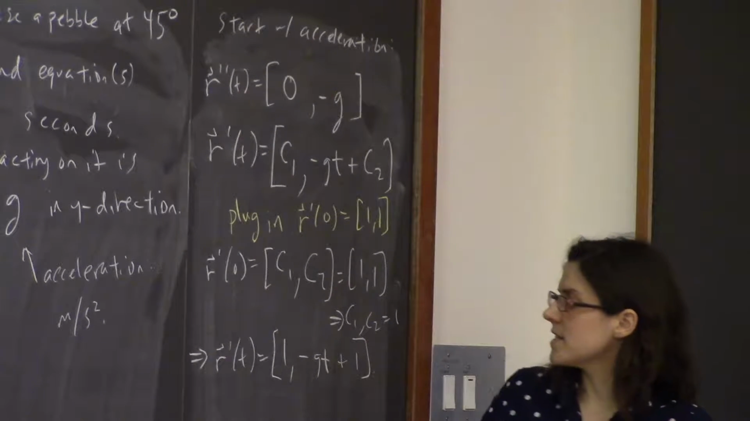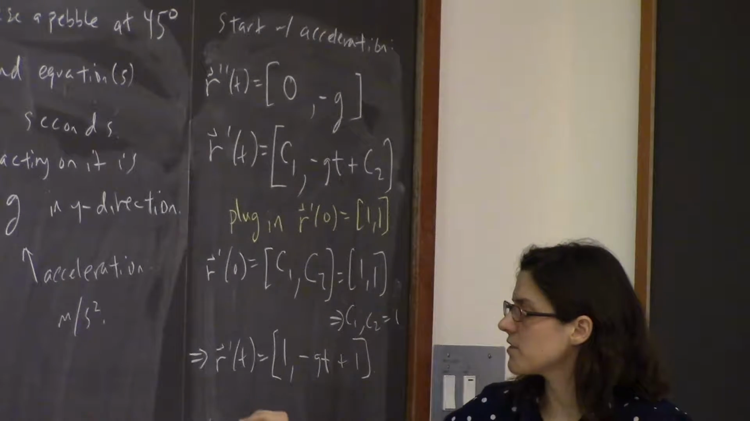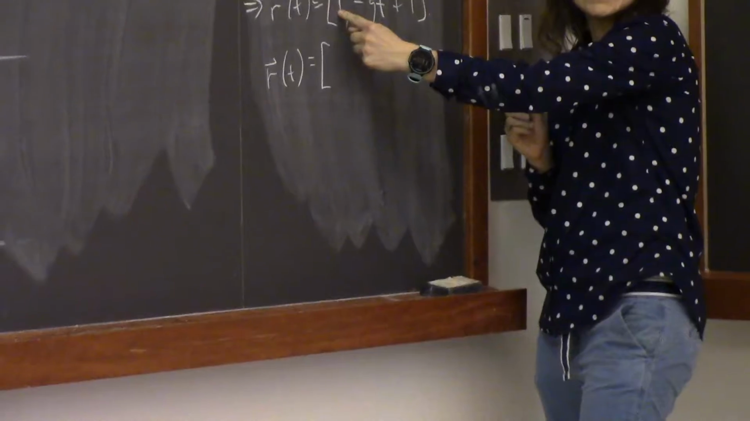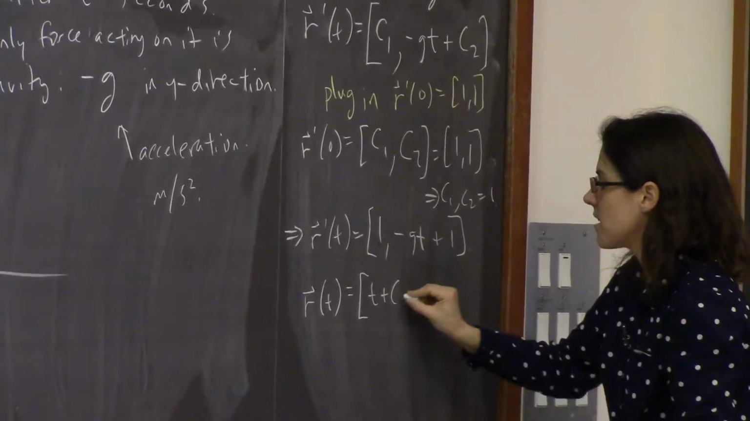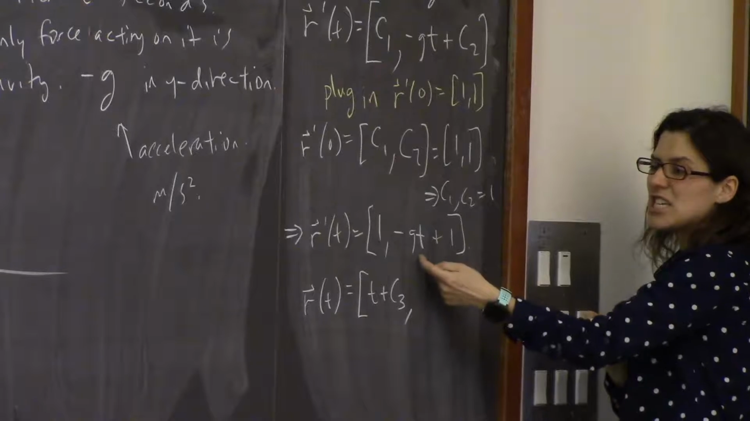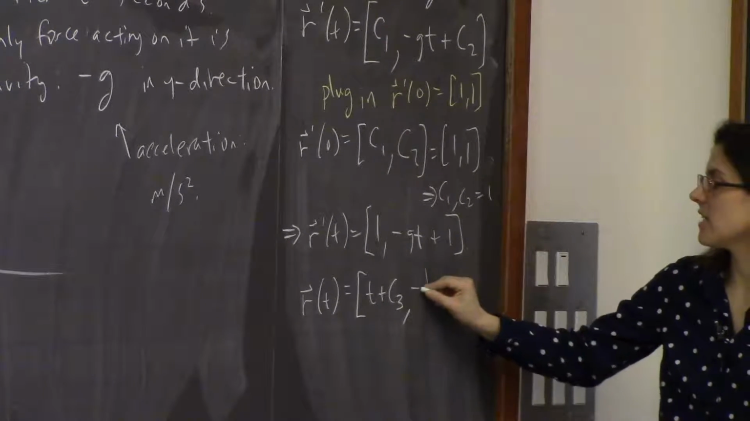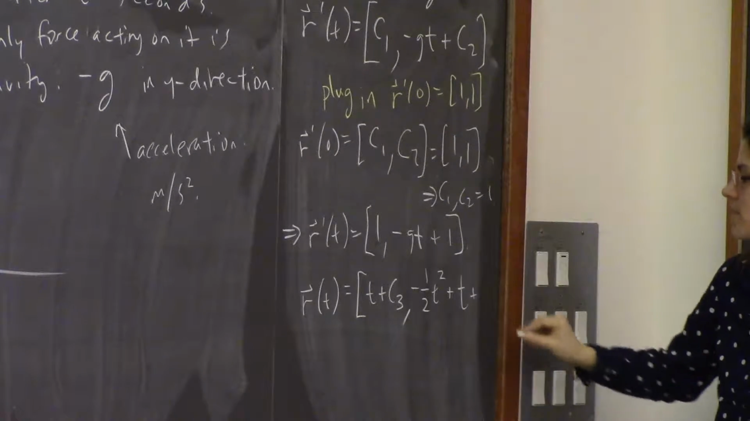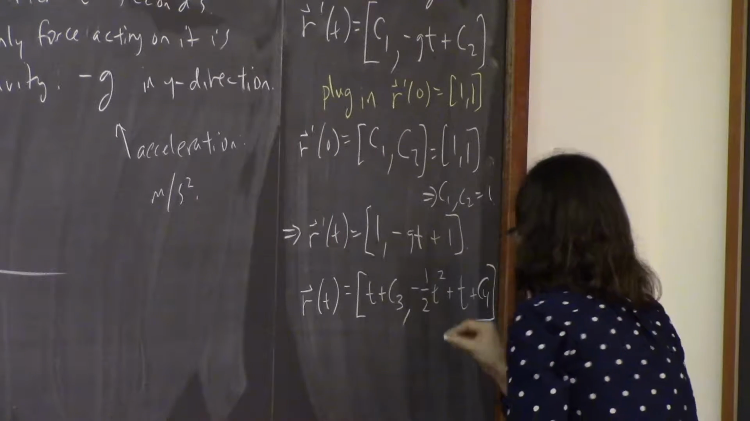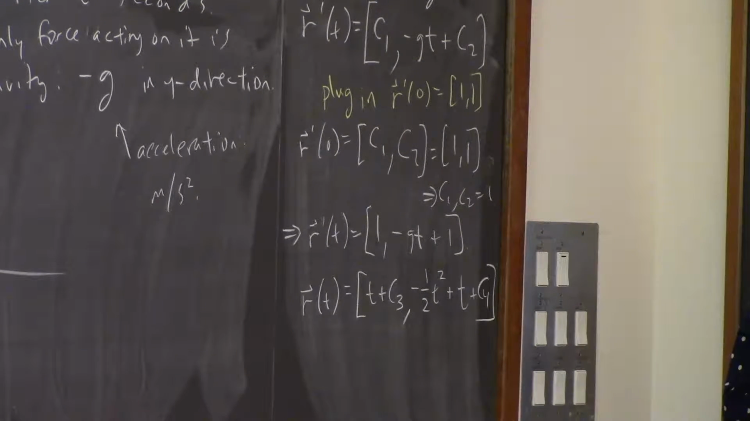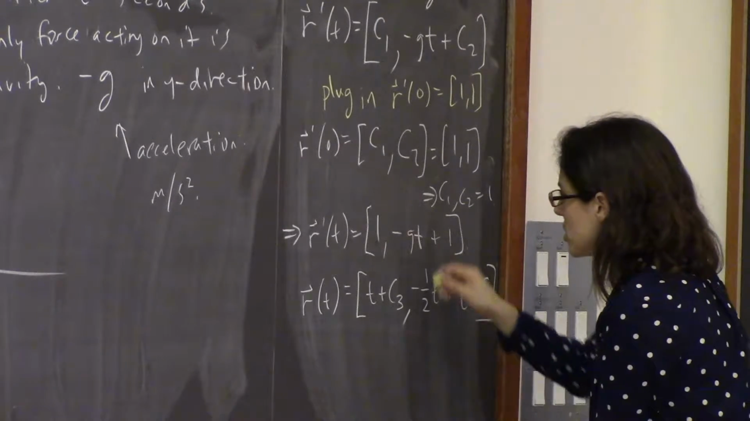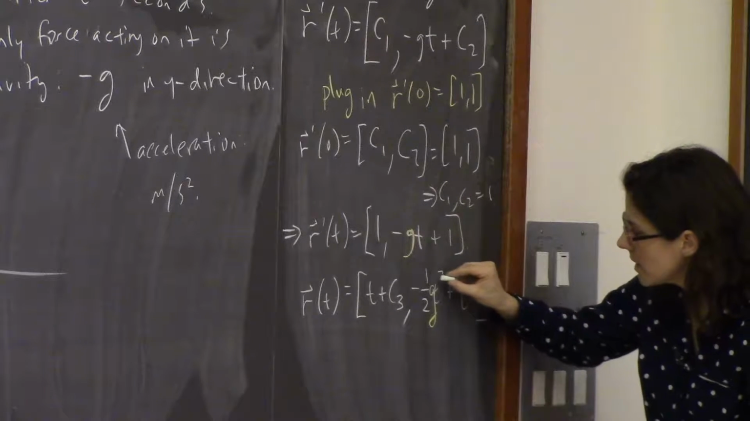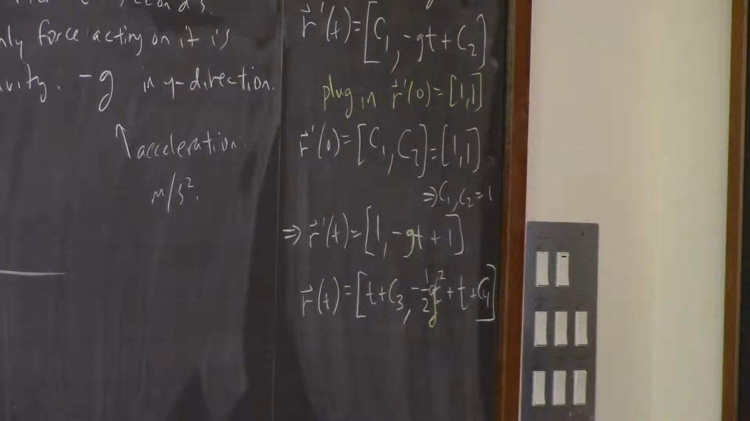OK, so now let's integrate and find position. If we integrate term by term, we get r of t: the integral of 1 with respect to t is t plus some constant, let's call it c3. The integral of negative gt with respect to t is negative half g t squared, plus the integral of 1 with respect to t, which is t plus a constant, c4. Sorry, there's a g. It was just invisible before.